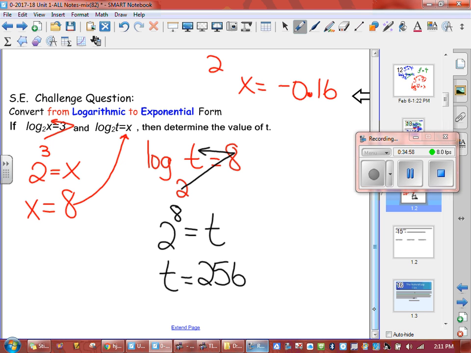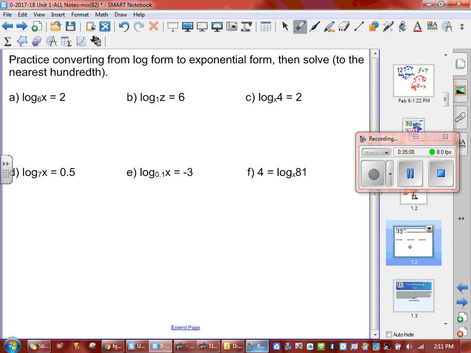All right, the next one. Now we're going to use our 7 rule, and we are going to solve using the 7 rule. We're going to exponential form. So, 7 rule, 6 exponent 2 equals x. So our base, exponent 2 equals x. Now you literally type that in. 6 squared, x equals 36.